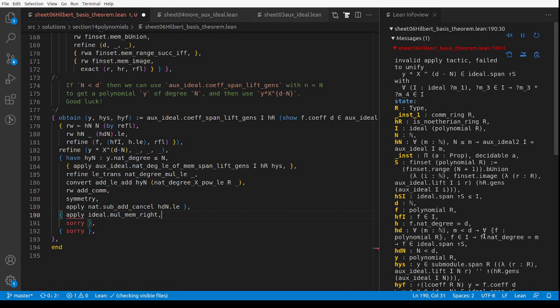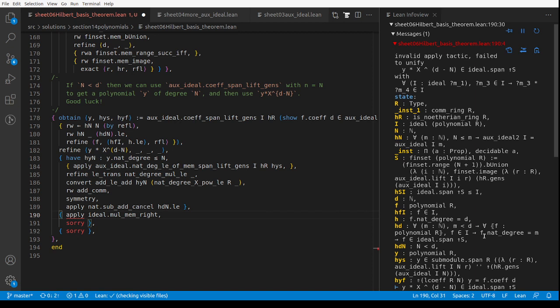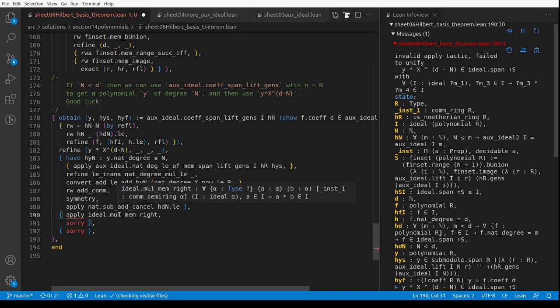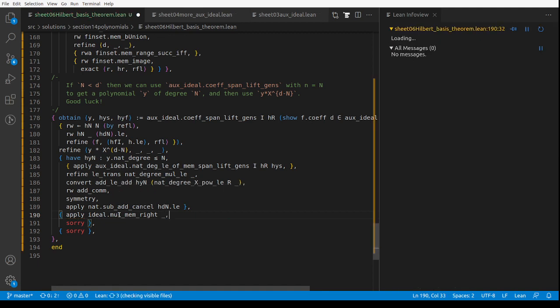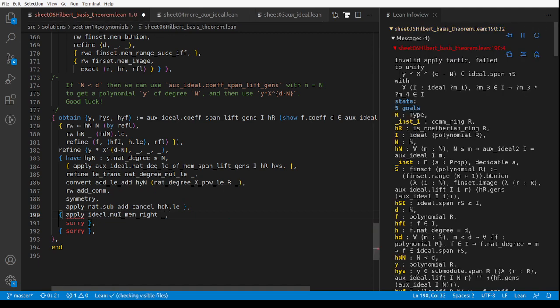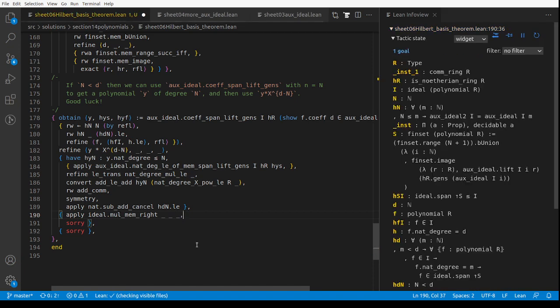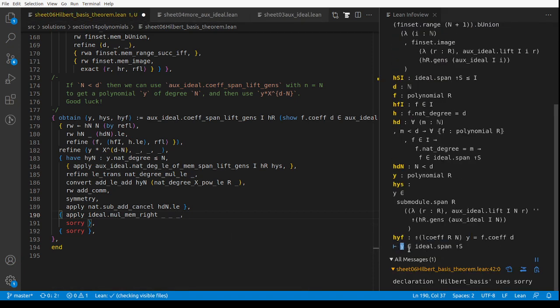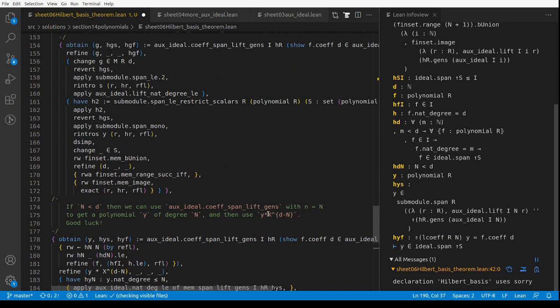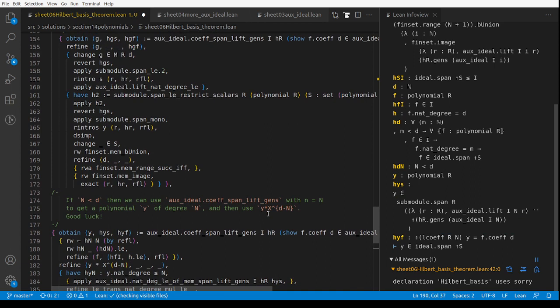Oh, that's failed to work. Why did that fail to work? A is in I. Oh, does it need an underscore? Does it need another underscore? Does it need another underscore? Yes, it does. So now I've got to prove that y is in the span of S, and that is because y is in the span. I've done this already. This is exactly the same proof, right?